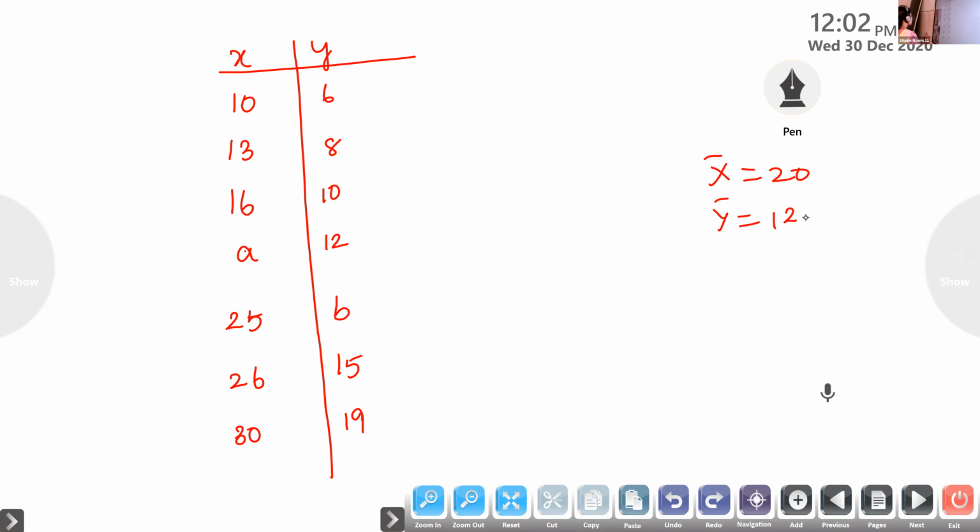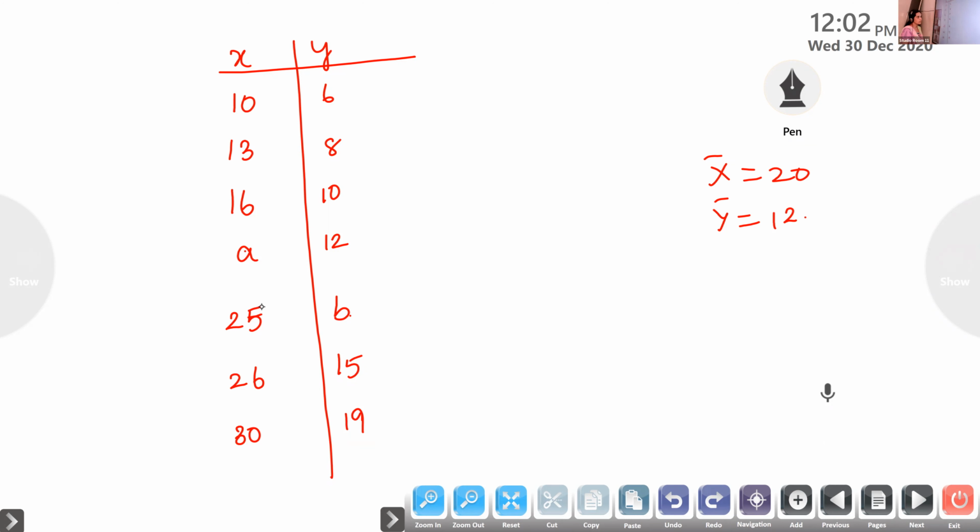Now look here. Here is some A and B. In between some xi's are not given. Yi is also not given. We have to find them out. Usually the mean will not be given; we will be finding the mean. Here your mean is given and some data is missing. We have to find out the missing data.